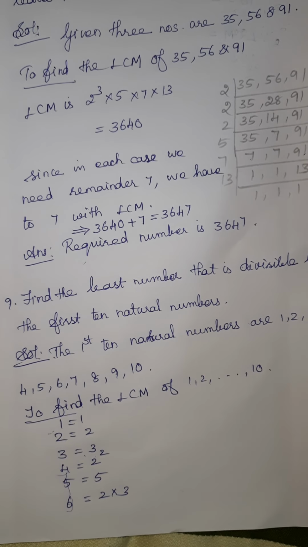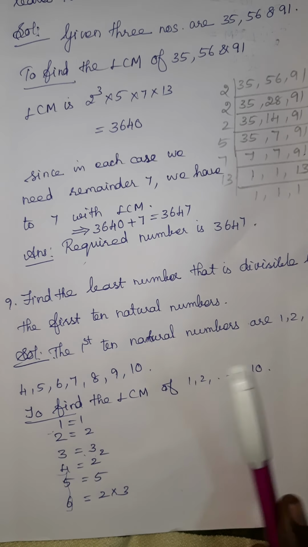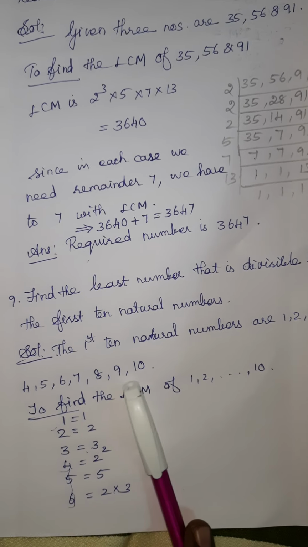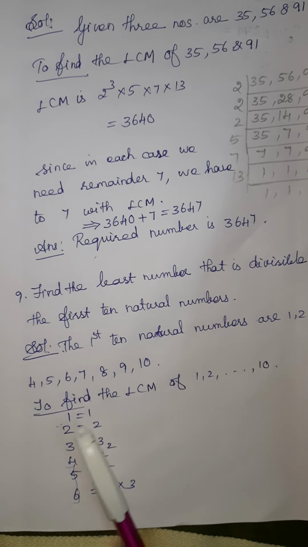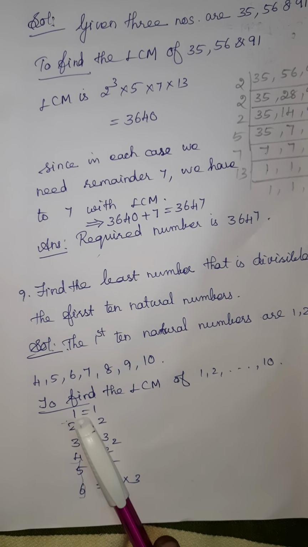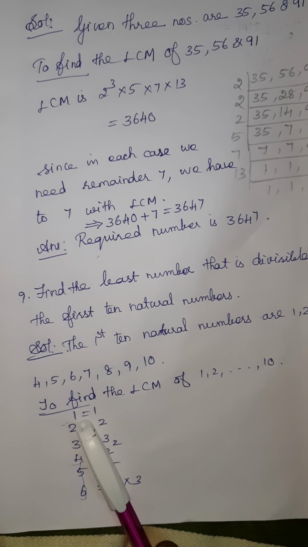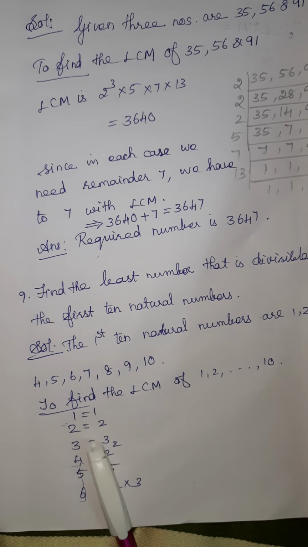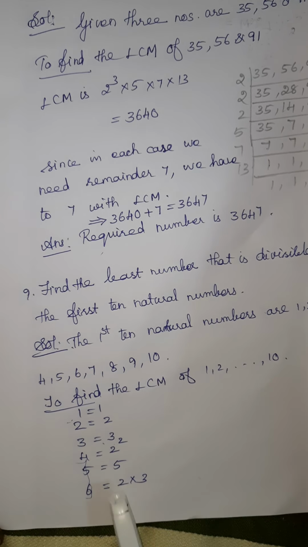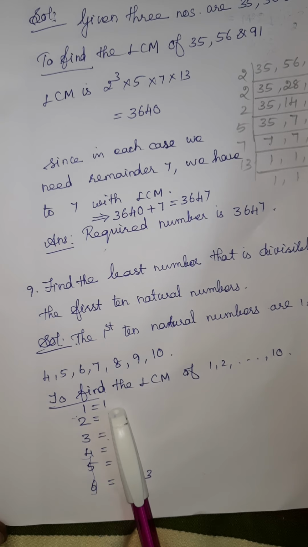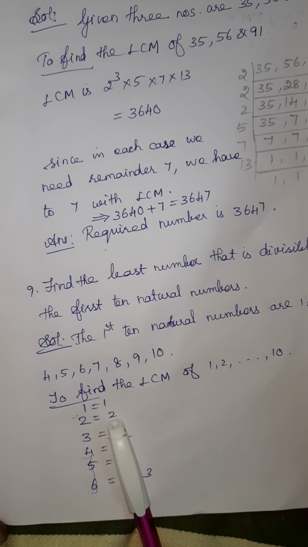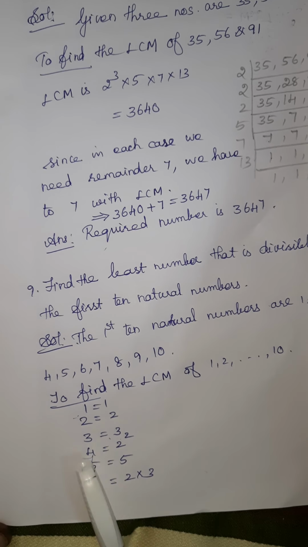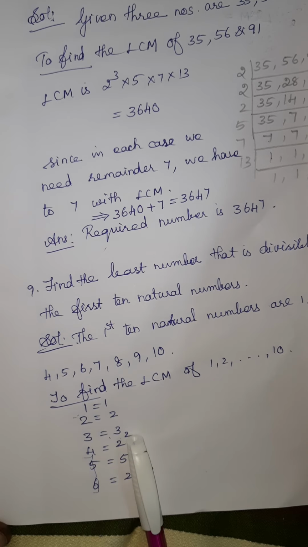Anyway, what are the first 10 natural numbers? You know it is 1, 2, 3, 4, 5, 6, 7, 8, 9, 10. For all these 10 numbers, you have to find the LCM. Only composite numbers can be factorized, but I have written it for all. 1 is equal to 1. 2 is 2. Then 3 is 3, but 4 you can write as 2 into 2, that is 2 square.